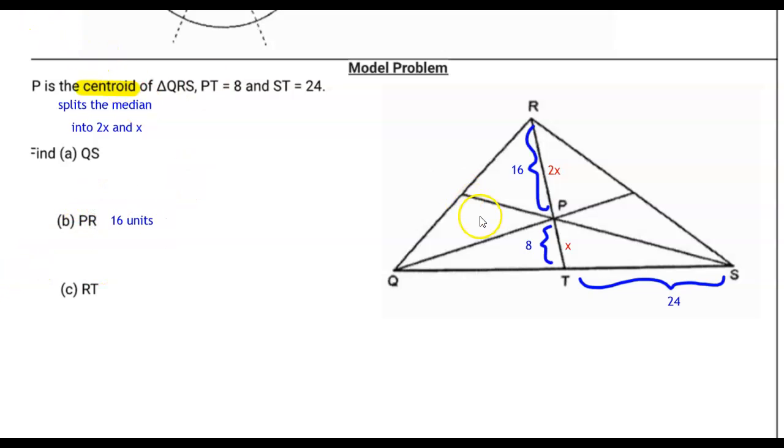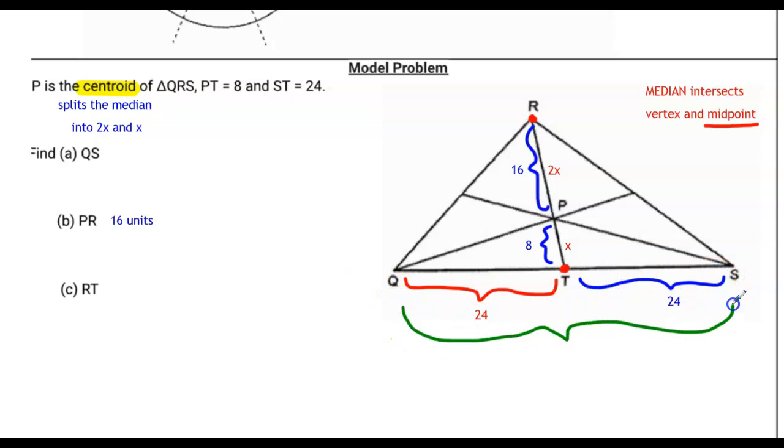The next thing that we know is that this line, RT, is a median. A median intersects two things. It intersects a vertex and a midpoint. So I know that RT intersects a vertex here, and it also intersects T, which is a midpoint, which means that TS is 24, so TQ must also be 24. Are we asked for TQ here? Doesn't look like it, but we are asked for QS, and we can figure out QS very easily by combining terms, or really the segment addition postulate, where this segment plus this segment is equal to the longer segment. So this is 48 units.